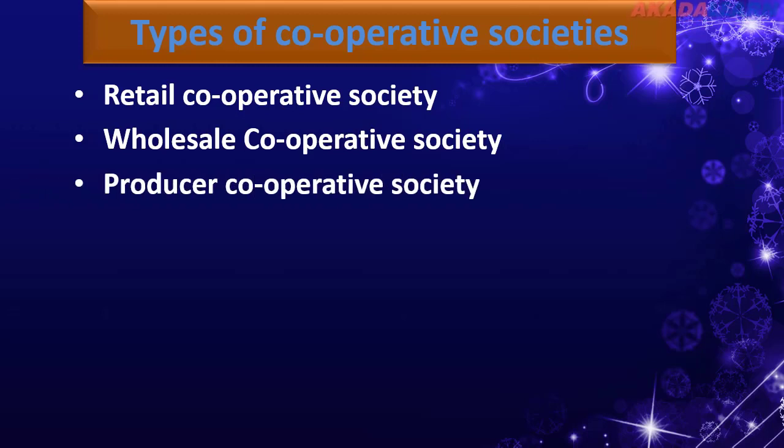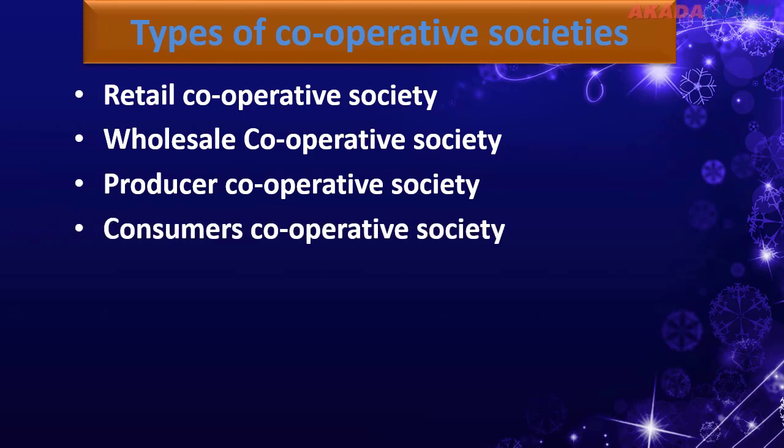3. Producer cooperative society. This is formed by producers of similar products who organize cooperative production and undertake joint marketing of the product on wholesale or retail basis. An example is a situation whereby farmers purchase farm implements or seeds in large quantity and sell to members at a reduced price. Number 4.